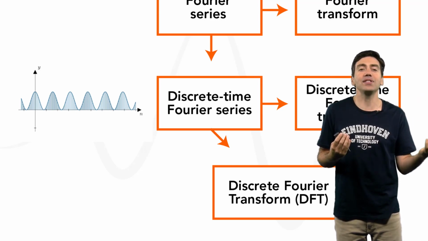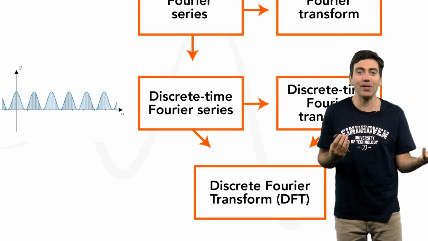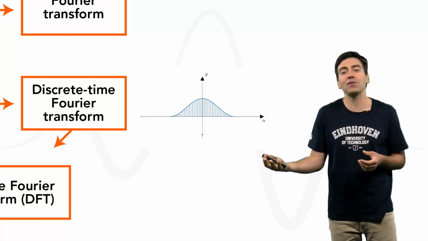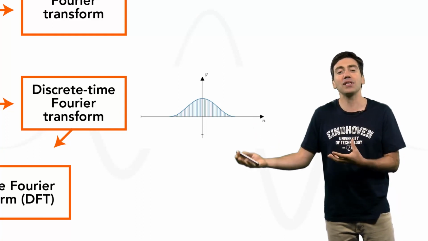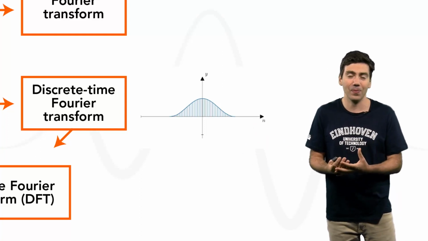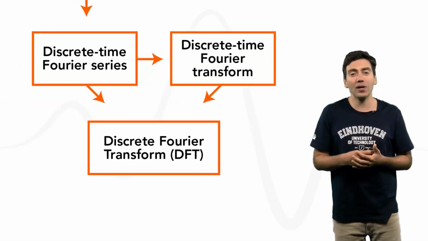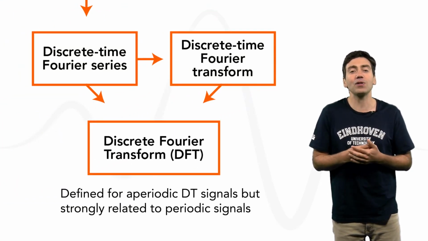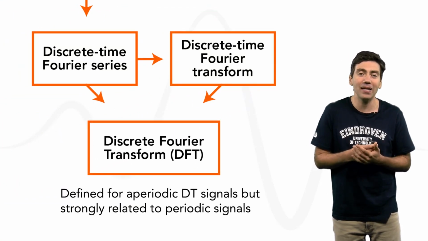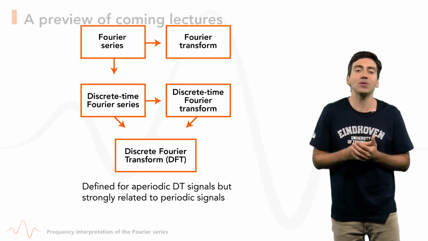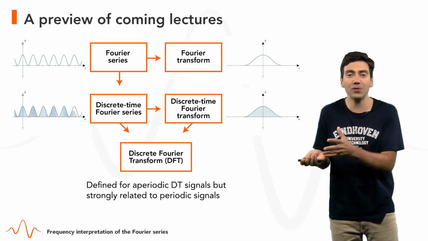Discrete time Fourier series that represents discrete time periodic signals and the discrete time Fourier transform that characterizes discrete time aperiodic signals. And finally, we will talk about the DFT, discrete Fourier transform, which is yet another transform that is intimately related with the discrete time Fourier series and the discrete time Fourier transform.